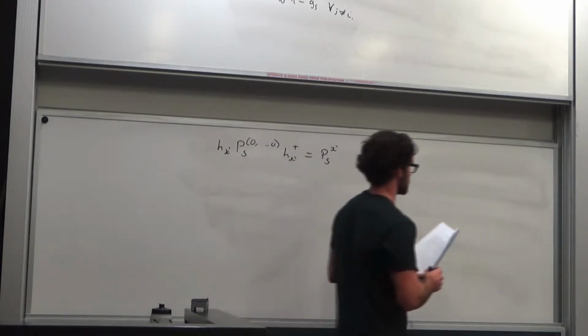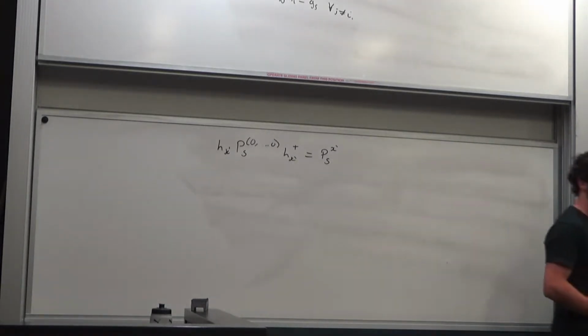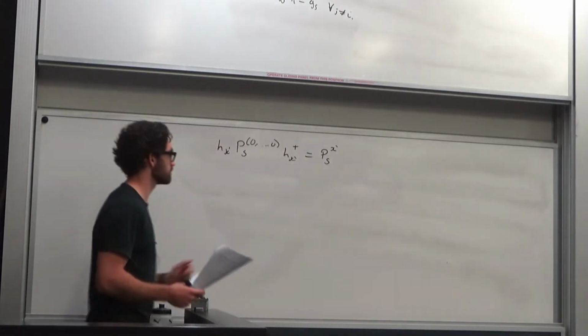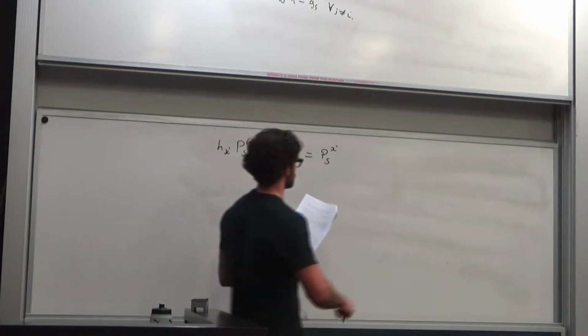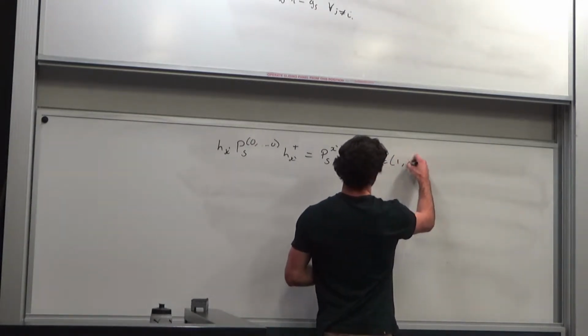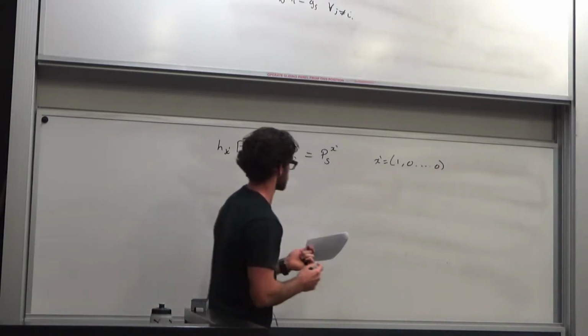So you can see, can everyone see how this works with this definition over here? Or should I spell it out a little bit further? Spell it out? Yeah. So let's consider x prime, just the one in the first spot, and zeros everywhere else.